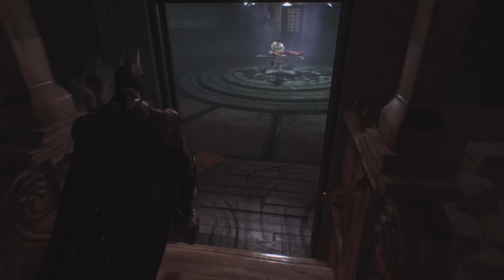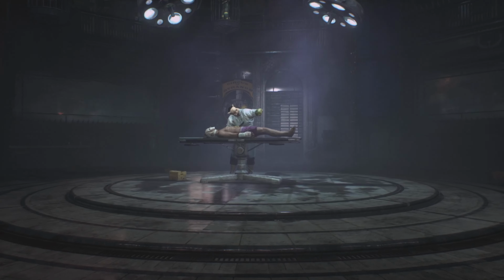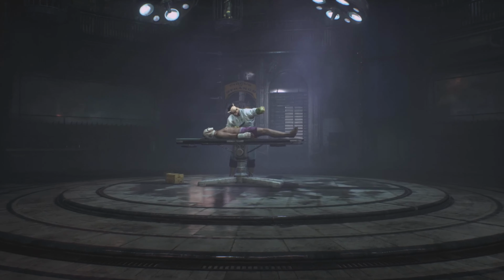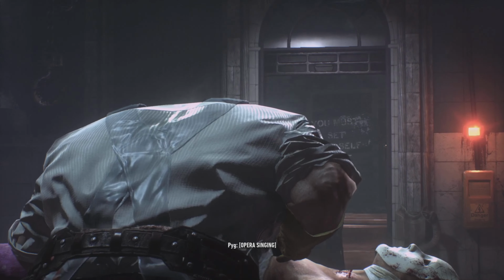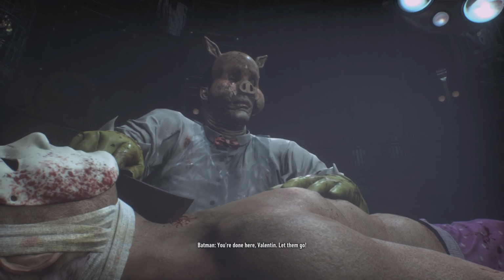Make it stop. I can't take... You're done here, Valentine. Let them go. Oh, no. Pig not ready yet. She's all unique and wrong. All messed up, inside out. Pig, make her better. Pig make all of us better. It's over. But Pig can fix you too. Make you perfect, like the others.